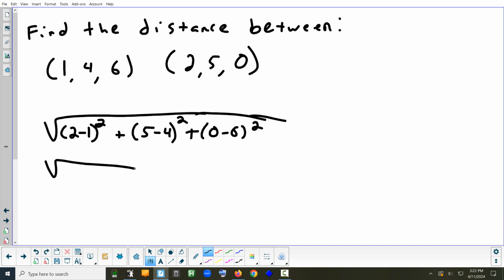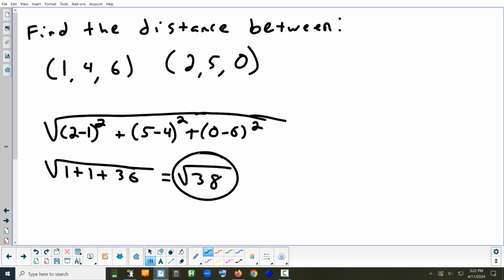And now 2 minus 1 squared would give me 1. 5 minus 4 squared would also be 1. And 0 minus 6 squared is 36. So the distance between those 2 points would be the square root of 38. Yep, square root of 38.